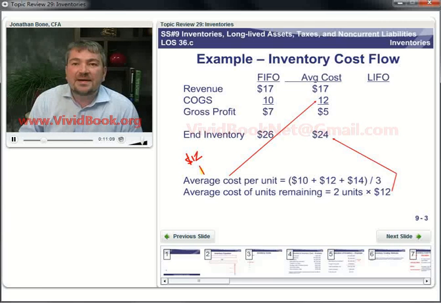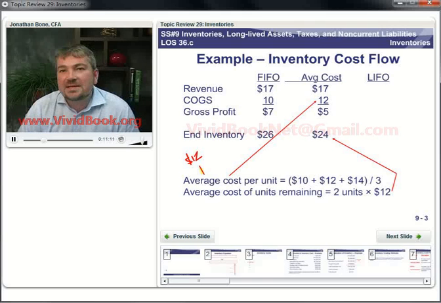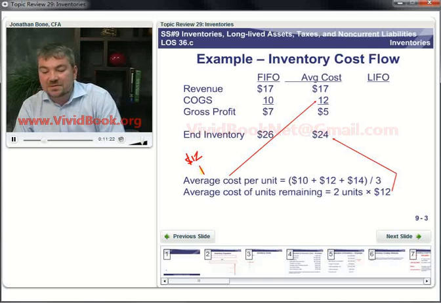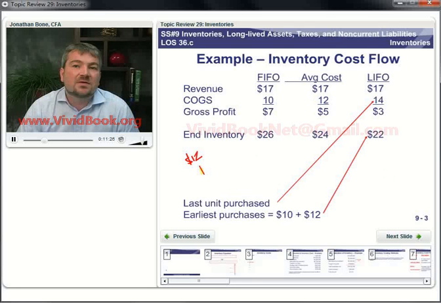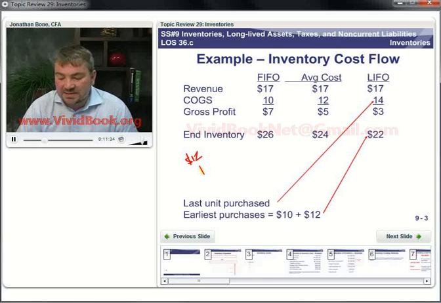Okay, now let's finish this off with LIFO, last in, first out. Remember, with last in, first out, you sell the most recent purchases first, so our cost of goods sold is going to contain the most recent purchase, and that was at $14. So you can see 17 minus 14 giving us a gross profit of 3, and it means our ending inventory is made up of the 2 earliest purchases, the beginning inventory and the purchase at 12, giving us $22.